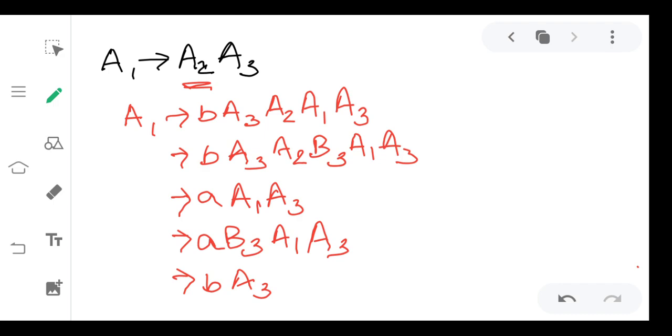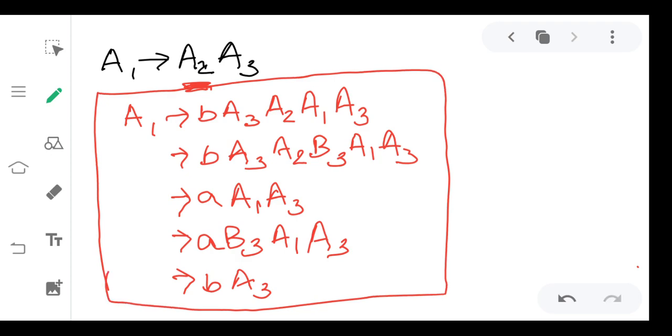So what I am doing here is replace A2 by the productions of A2. These are the equations of A2. So here we are replacing for A2. Now all the productions are in GNF format. So this is the result for the productions of A1. So now we have identified the GNF format for A1, A2, A3.